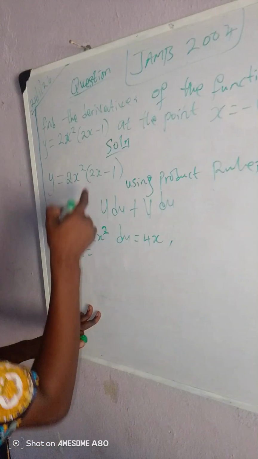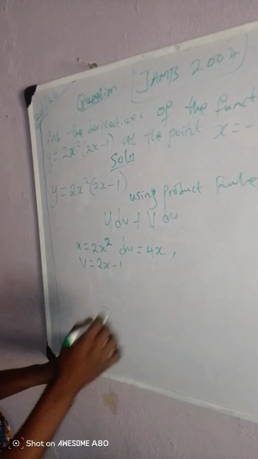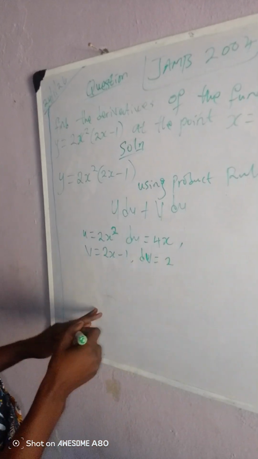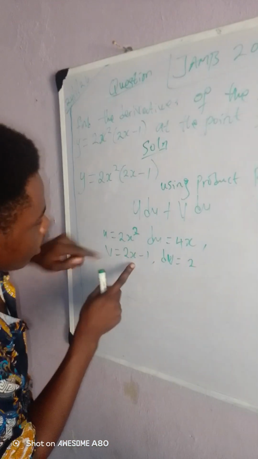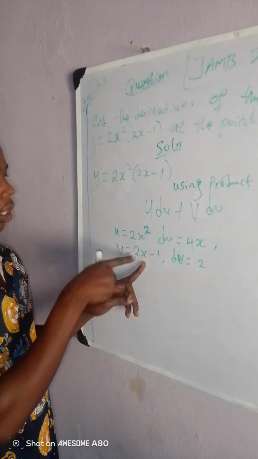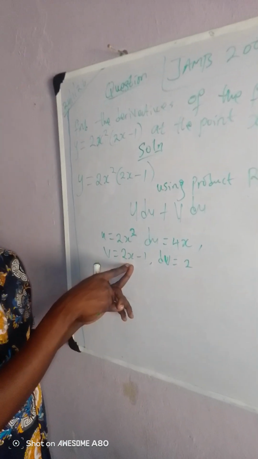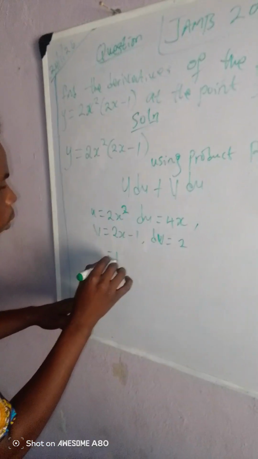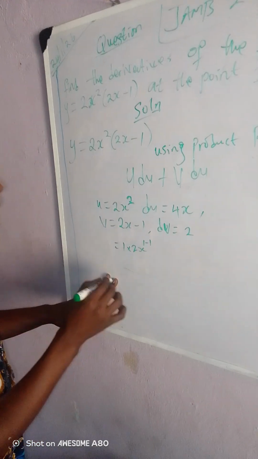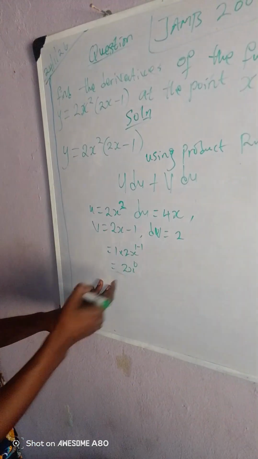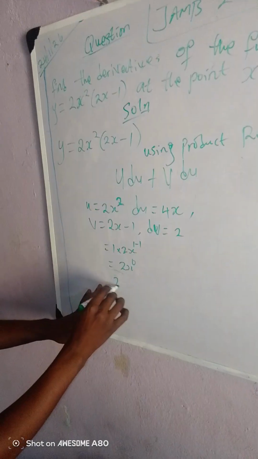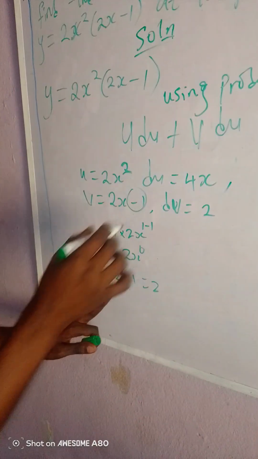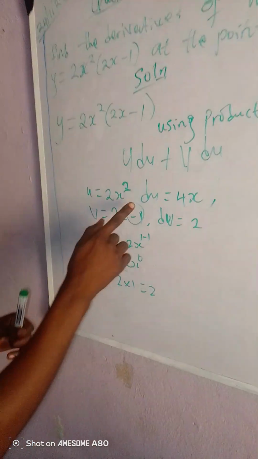Then our v is what? V is 2x minus 1. And if you differentiate your v, you have what? Only 2. Look at it. This has the power of 1. When you differentiate this, you have the 1 coming down to multiply this 2x. You have 1 times 2x. It will give you 2x to the power of 1 minus 1. So this is what? 2x to the power of 0. Anything raised to power 0 is what? 1. That is 2 times 1, which is equal to 2. That is why you have only 2 here. Whenever you differentiate a constant, it becomes 0. That is why this constant vanishes.